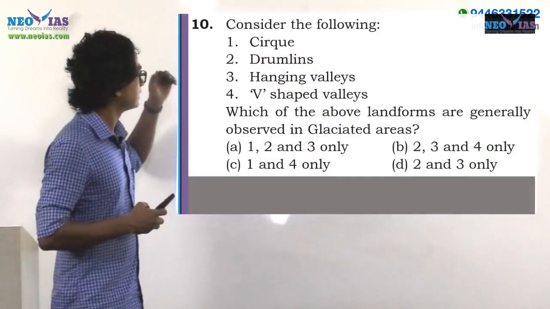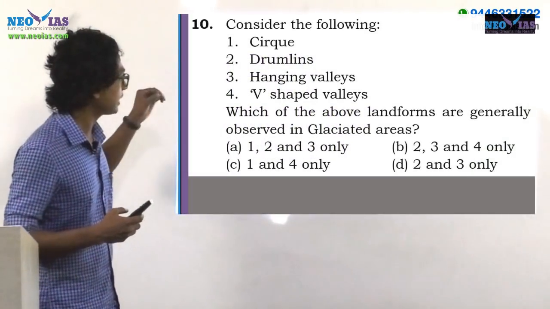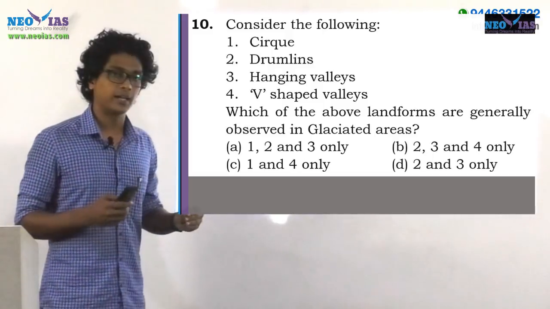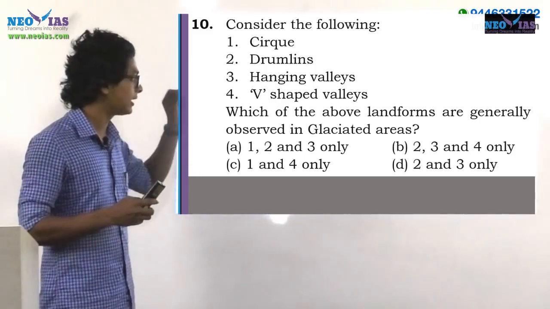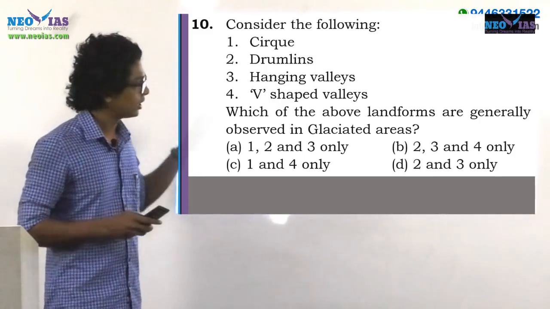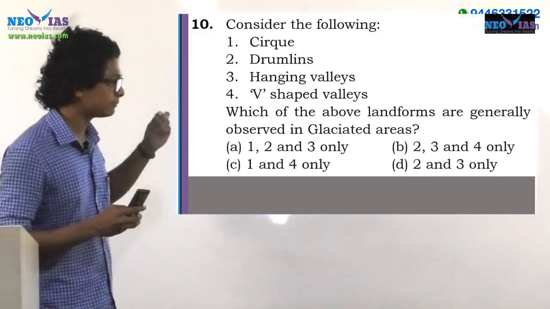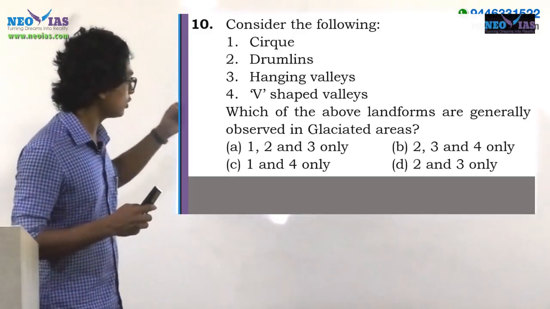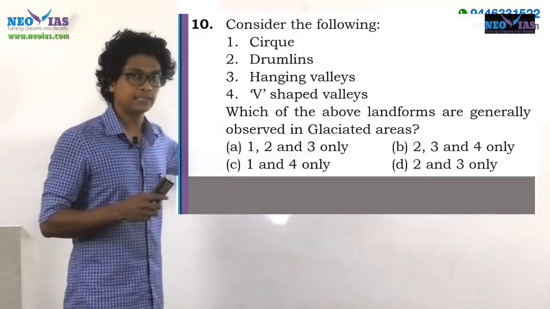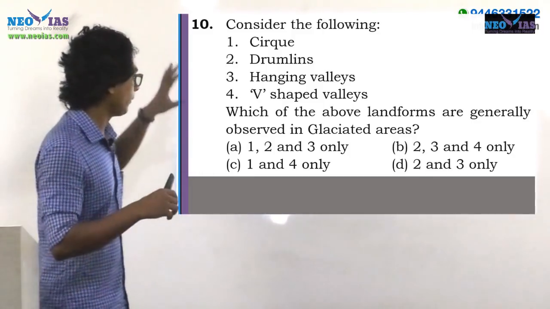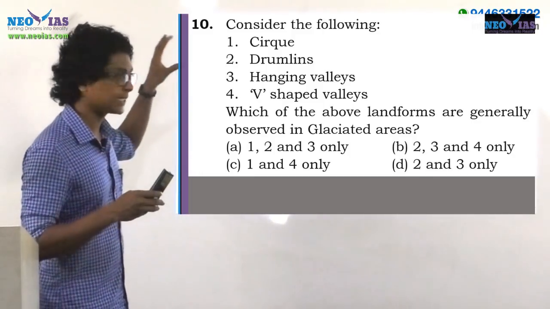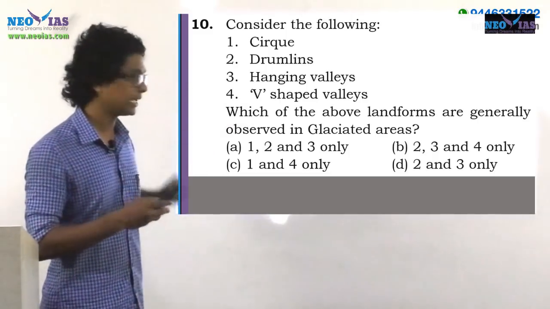To the following: cirque, drumlin, hanging valleys, and V-shaped valleys. Which of the above landforms are generally observed in glaciated regions? Now, this question is related with the landforms which are seen in the glaciated regions, in the sense the landforms which are created by glaciers. So you have to identify which of these landforms are created by the glaciers.